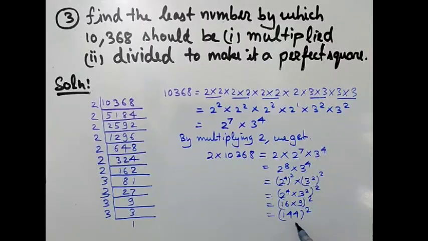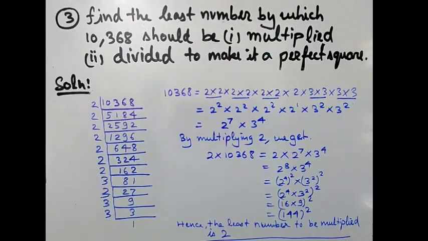Now we have represented it in the form of exponents. With this way of showing, we can clearly understand that if I square this number, it will be a perfect square. Okay, so we can say hence the least number to be multiplied is 2. Clear?